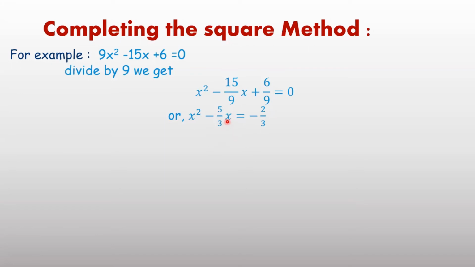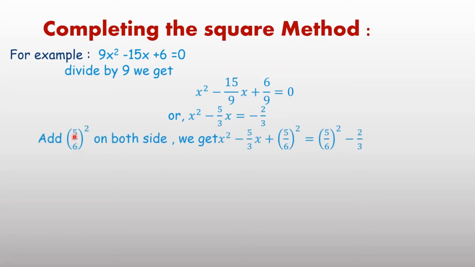Whatever the coefficient of x written in number, divide by 2. 5 upon 3 is written. So divide by 2 means multiply the denominator by 2, means 5 upon 6. Add both sides 5 upon 6 whole square. X square minus 5 upon 3 x plus 5 upon 6 whole square added in both sides. Now LHS, x minus 5 upon 6, because the minus sign is here. x minus 5 upon 6 whole square equal to RHS, 25 upon 36 minus 2 upon 3.